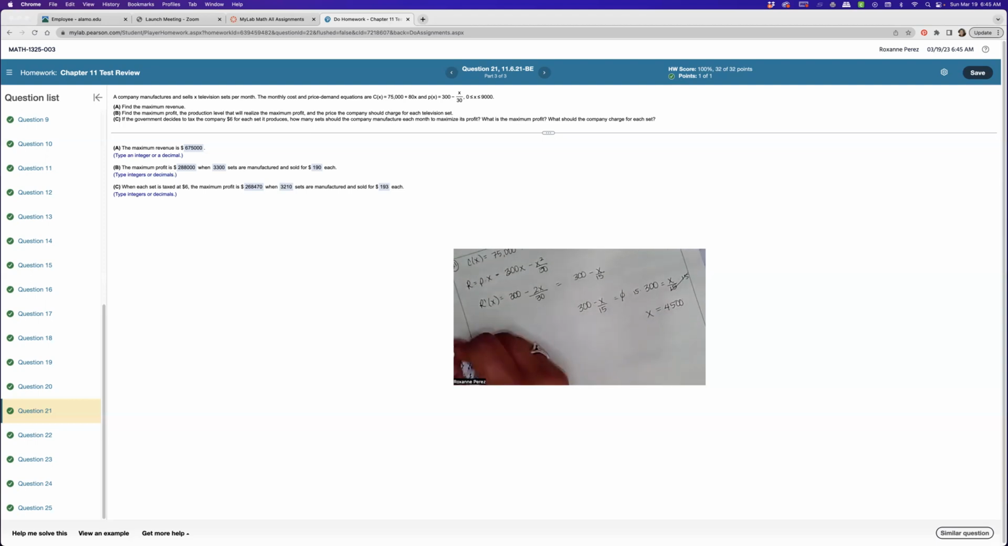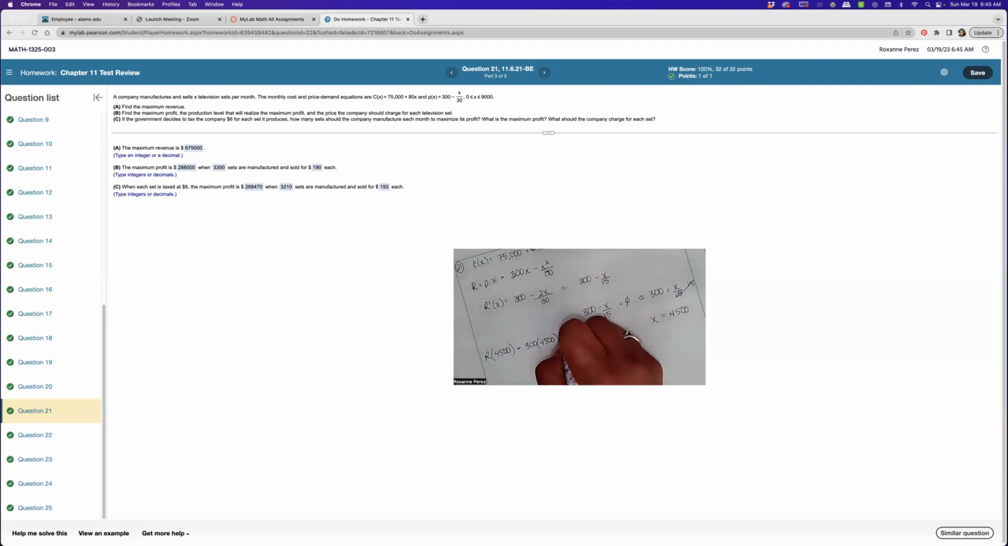This is our quantity, so we need to evaluate revenue at 4,500. Revenue equals 300 times 4,500 minus 4,500 squared over 30. The revenue at 4,500 equals $675,000. Okay, so that's for part A.